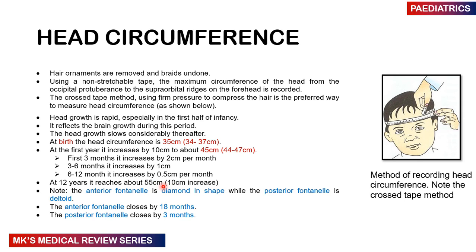So keep this in mind because they do ask you these things when you are dealing with children, especially on your long case. They do ask you these things on your theory exams. And you also have your anterior fontanelle, which is diamond in shape, and a posterior fontanelle, which is deltoid in shape. The anterior fontanelle closes at roughly 18 months, and the posterior fontanelle closes by around 3 months.